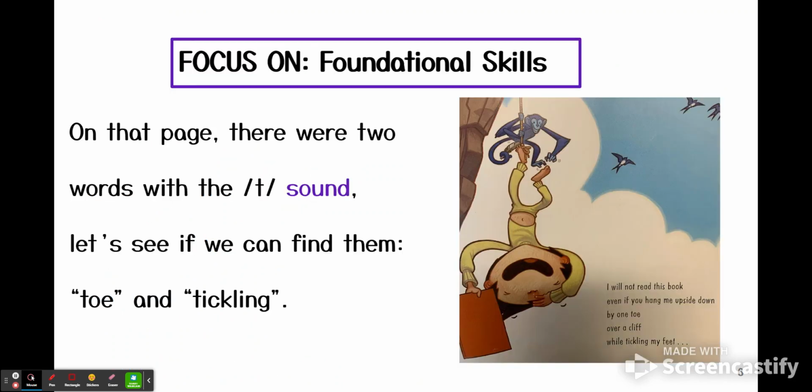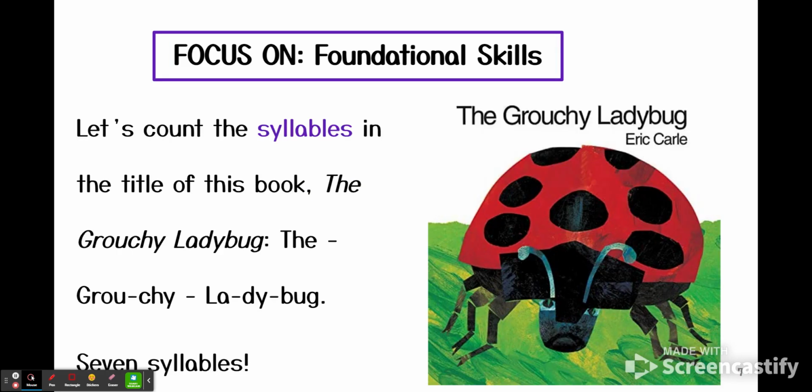Here's another example. You would start, in this case, by reading the page first. And this is from a silly book called I Will Not Read This Book. It says, I will not read this book, even if you hang me upside down by one toe over a cliff while tickling my feet. You might say to students, on that page, there were two words with the t sound. Let's see if we can find them. And together you would find the word toe and tickling, because those words start with the t sound.